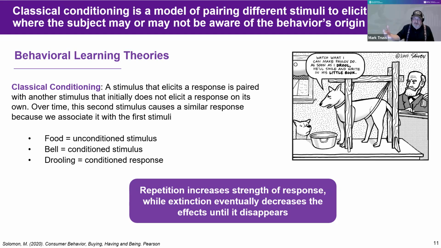So the famous Pavlov's dog experiment, right? Food is the unconditioned stimulus. A bell being rung when the food is offered is a conditioned stimulus. And drooling is the conditioned response that happens not to the food, but to the bell, because the bell and the food have become associated with each other. Repetition of this conditioning strengthens the response.